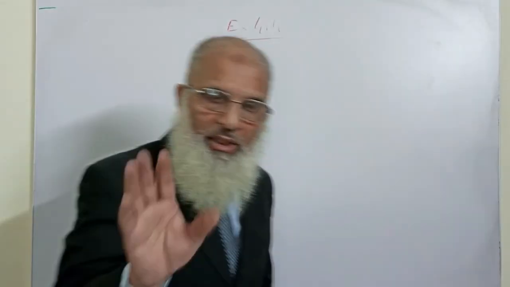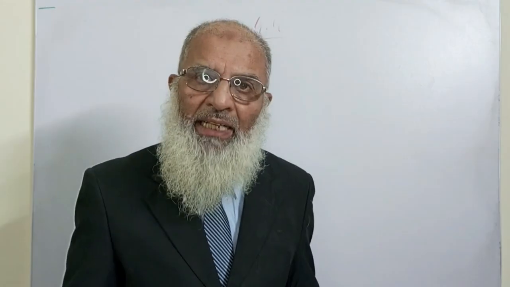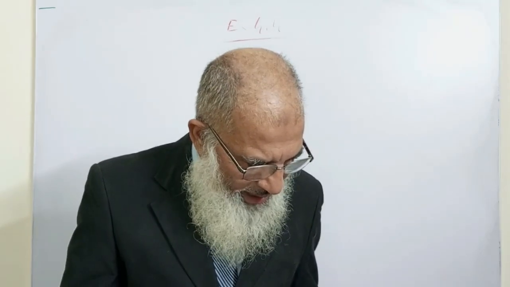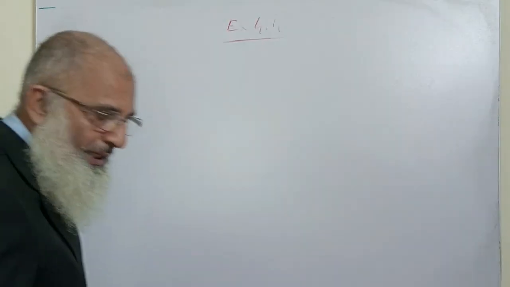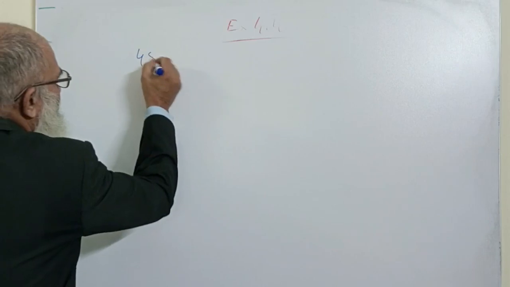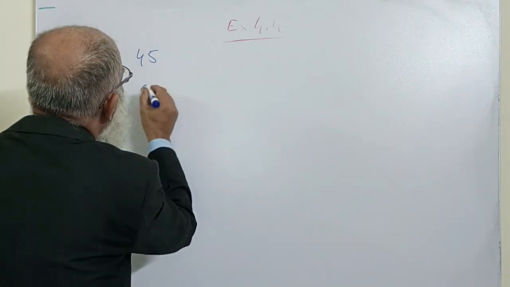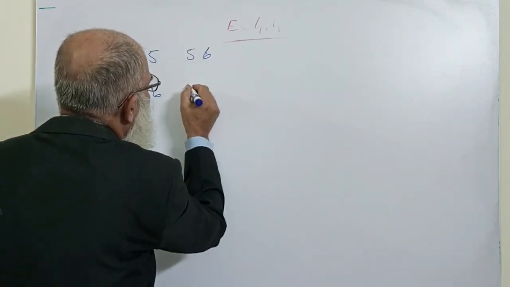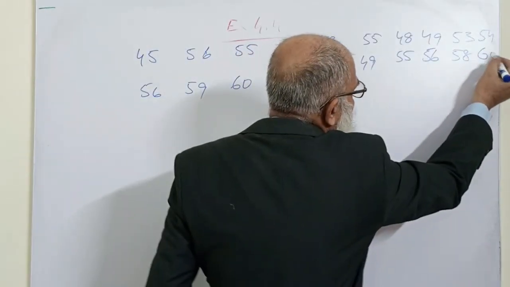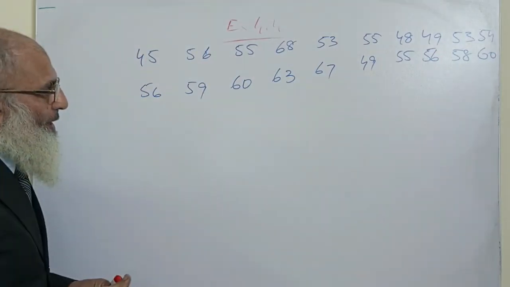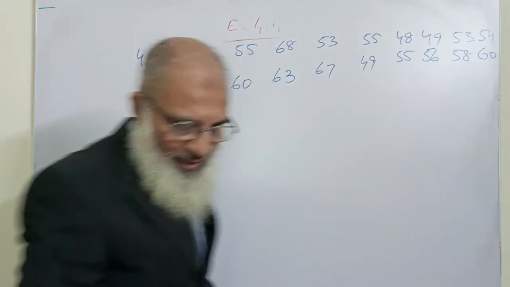Let me read the question again. The mass of some grade 10 students was measured and recorded to the nearest kilogram. These are the results. Now let me write the results first, then I'll tell you what the mistake is. 45, 56, 56, 59, 56, 56, 59, and 60.